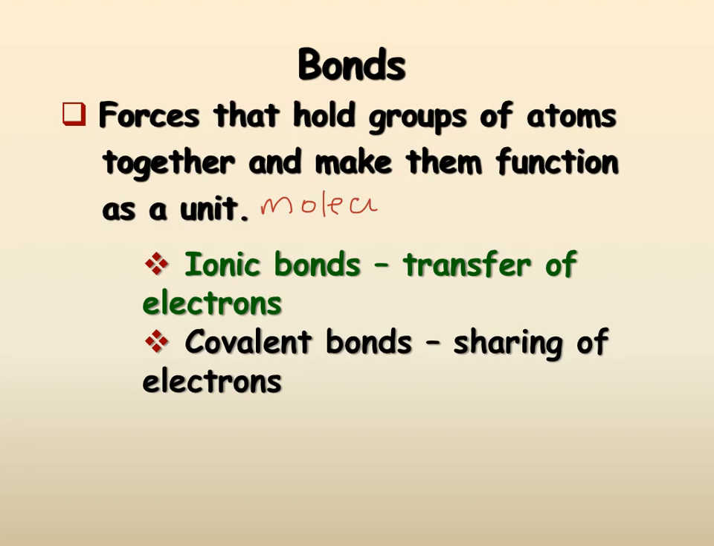So ionic bonds involve a transfer of electrons. So one atom gives up its electrons to a different atom which takes the electron, and then they attract due to charge. And then another one which we will get into soon is covalent bonds, where they share electrons.